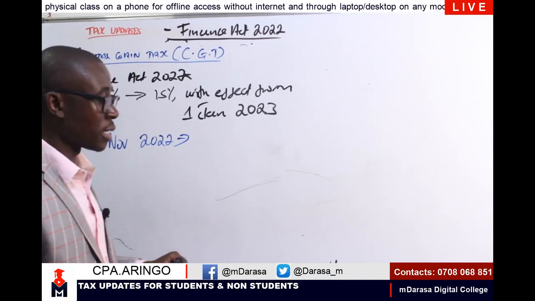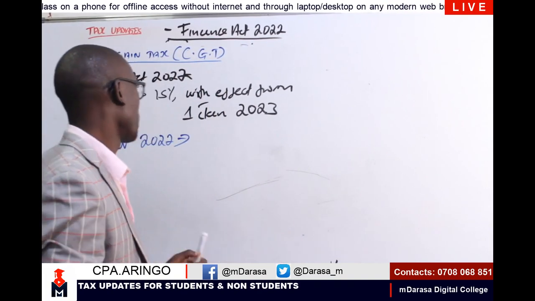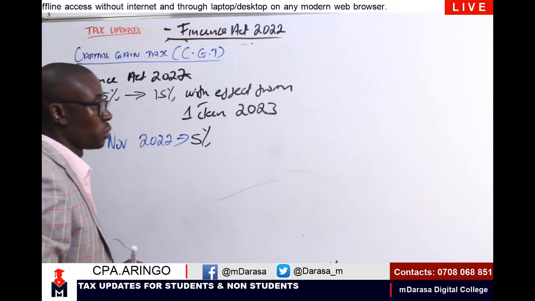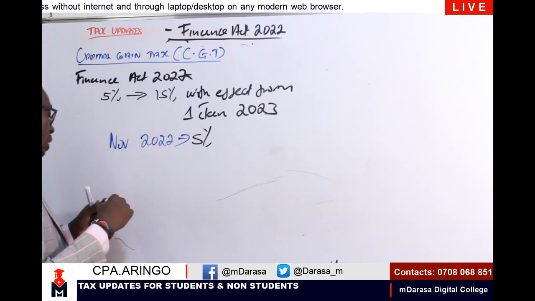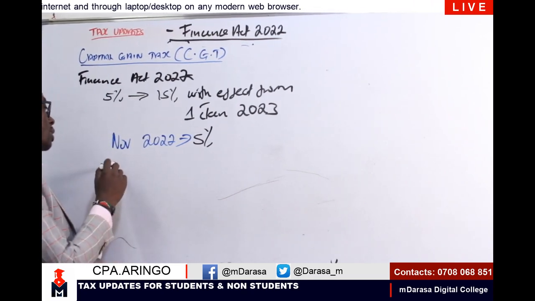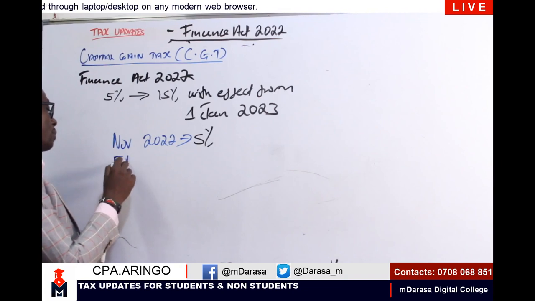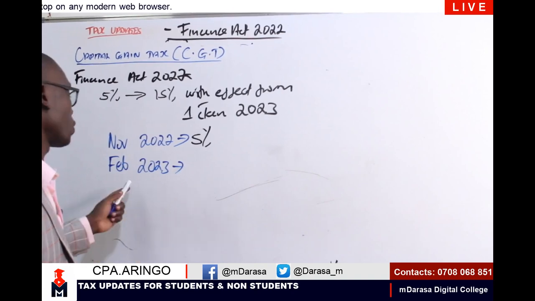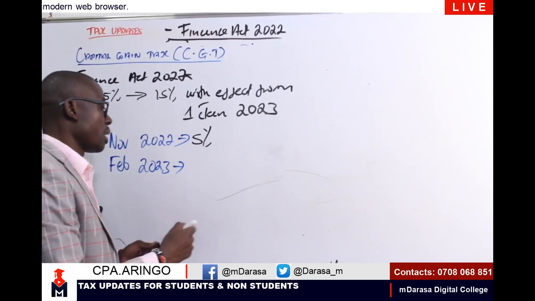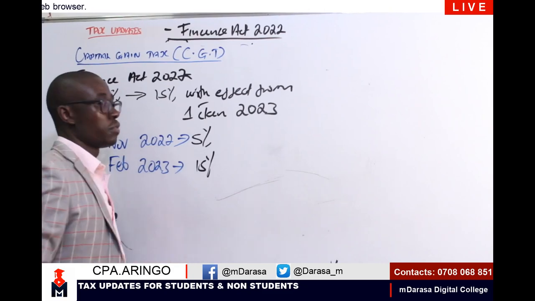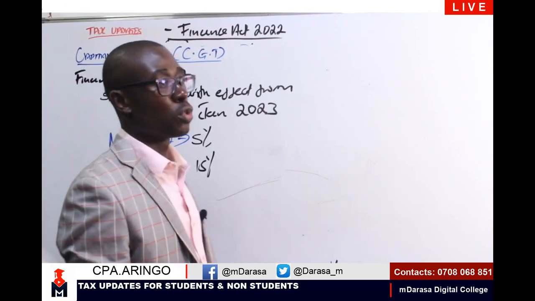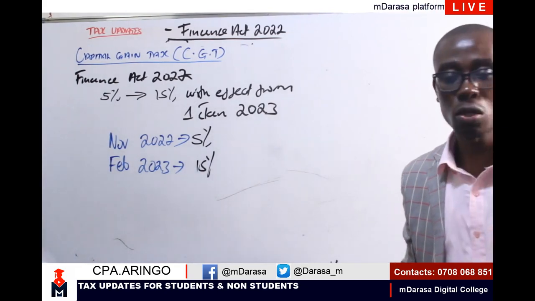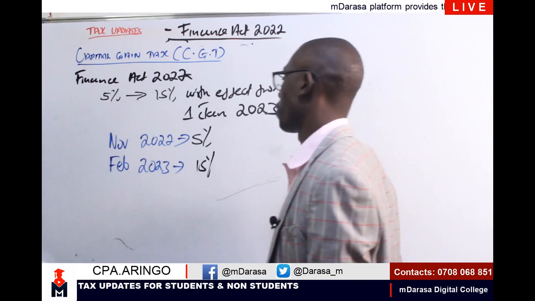November 2022, kindly always recall very quickly that 5% is applicable in 2022. But in the event that you get a question asking you on a period which is in 2023, say like Feb 2023, you need to determine the capital gain on a transaction that took place in Feb 2023. Therefore, that is when you must apply what? 15%. But any transaction which took place, that is, of course, 2022 backwards, always remember that it is 5%.